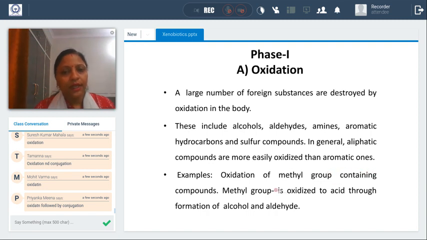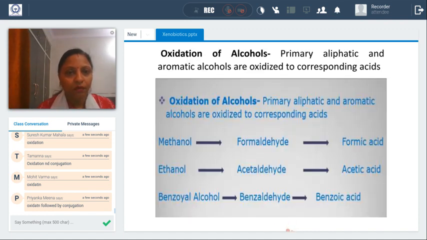Then aromatic ones. Examples are oxidation of methyl group containing compounds. A methyl group is oxidized to an acid through formation of alcohol and aldehyde. So oxidation of alcohols: primary aliphatic and aromatic alcohols are oxidized to corresponding acids.